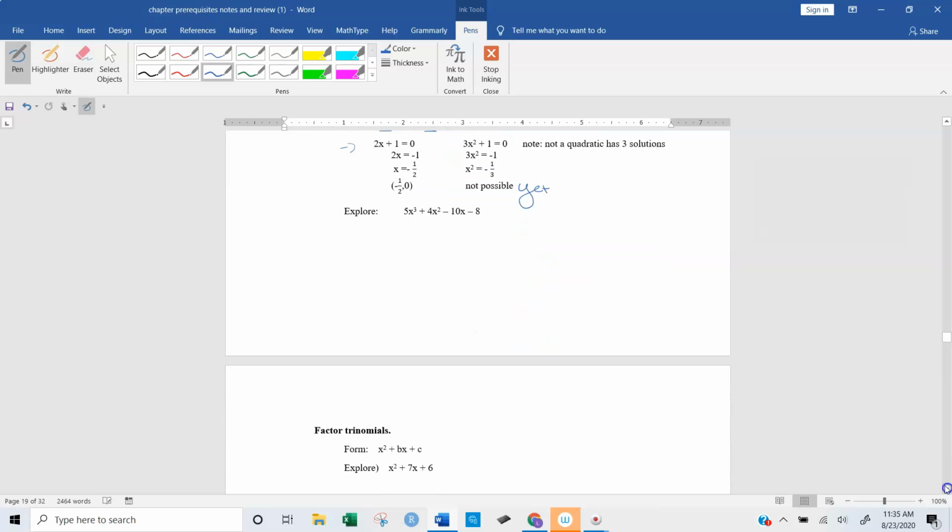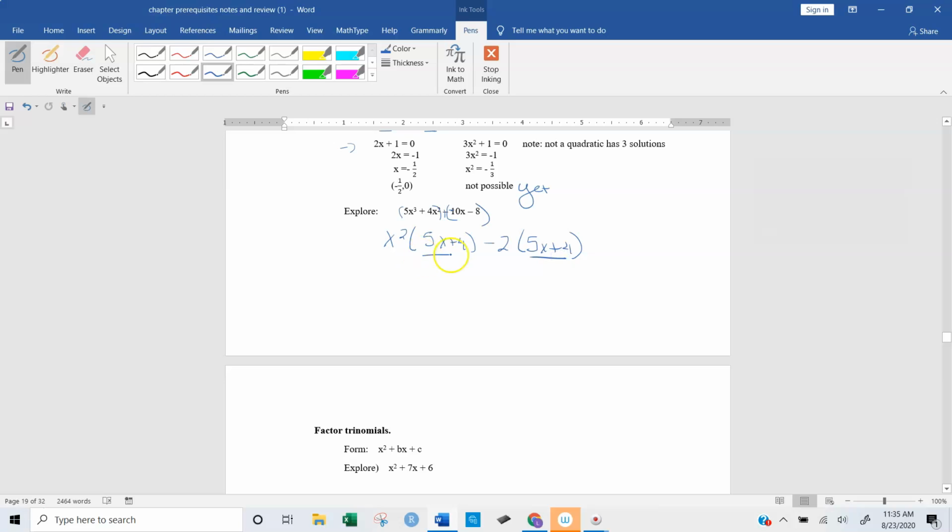What I wanted to see is how you dealt with this negative in the middle. So nothing in common, so we can't do that. So we put the first two together, but technically this is really plus a negative 10x. So we put those two together. The first two have an x squared in common, leaving us with 5x plus 4. My second set of parentheses has a negative 2 in common, leaving us also with 5x plus 4.